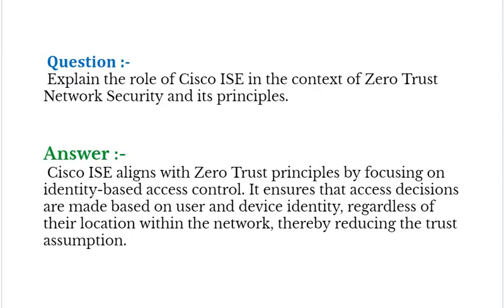Our next interview question is: explain the role of Cisco ISE in the context of Zero Trust network security and its principles. Your answer should be: Cisco ISE aligns with Zero Trust principles by focusing on identity-based access control. It ensures that access decisions are made based on user and device identity, regardless of their location within the network, thereby reducing the trust assumption.